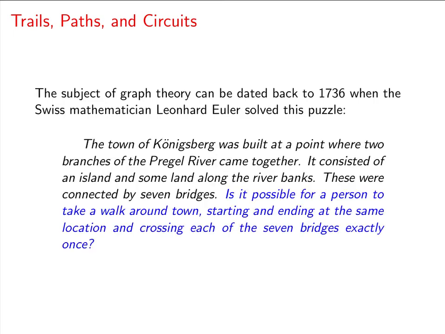The town of Königsberg was built at a point where two branches of the Pregel River came together. So inside there was an island and some land along the riverbanks. These were connected by 7 bridges. And the puzzle is: is it possible for a person to take a walk around town, starting and ending at the same location and crossing each one of the 7 bridges exactly once?